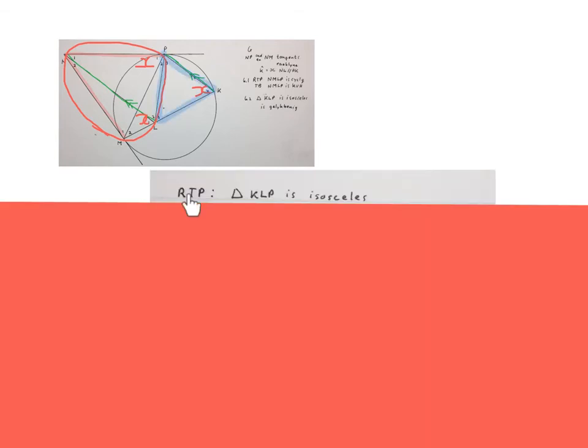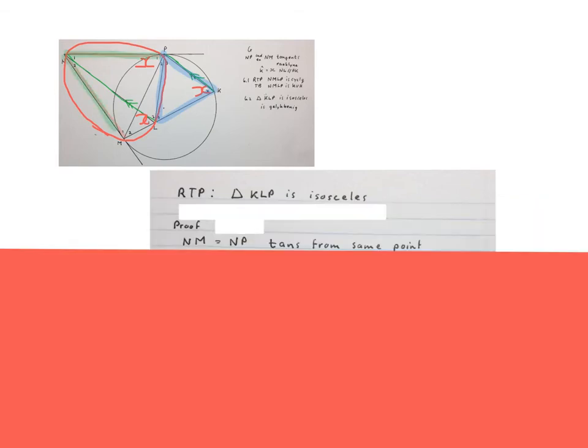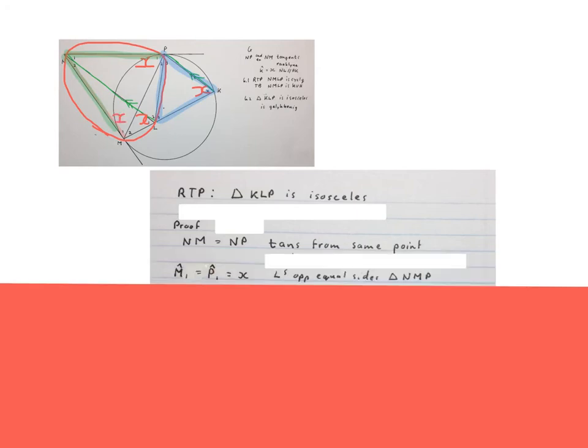Lastly, they ask us, required to prove that triangle KLP is isosceles. That blue triangle we have to prove is an isosceles triangle. First we may write NM equals NP, tangents from the same point. So that line and that line are tangents from the same point, so they are equal. Then we write angle M1 equals angle P1, which will also equal X. Angles opposite equal sides of a triangle. So that angle there and that angle there will be equal because of those two sides of the triangle that are equal.